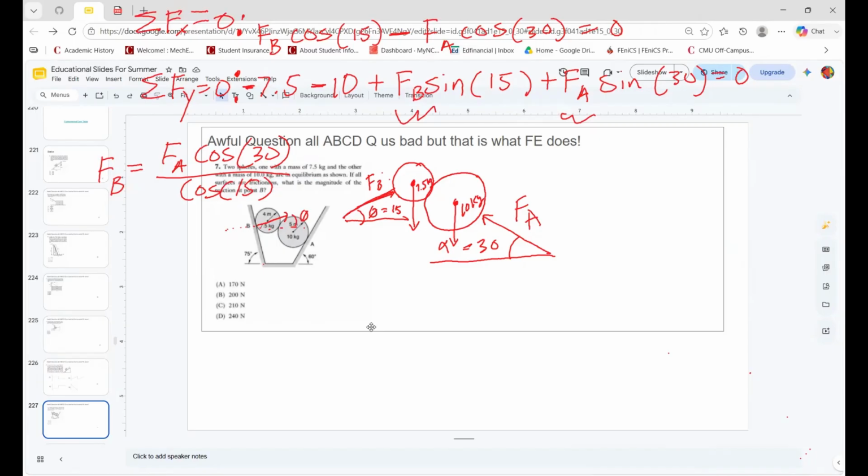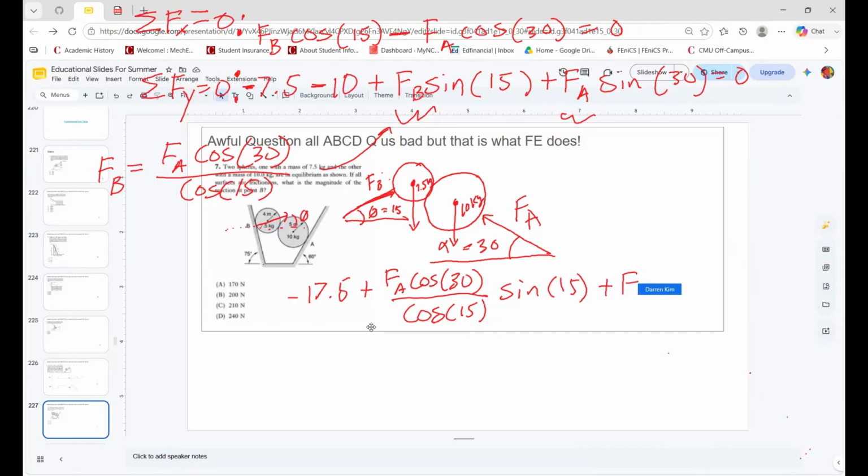So we plug this into here. Minus 17.5. Actually, none of these questions can be solved without a calculator, by the way, just so you know. Plus FA cosine 30, unless you bring your own chart, which by that point, what are you doing? I mean, sure, it's beautiful that you have your chart, but what are you doing with your life? FA sine 30 equals 0.